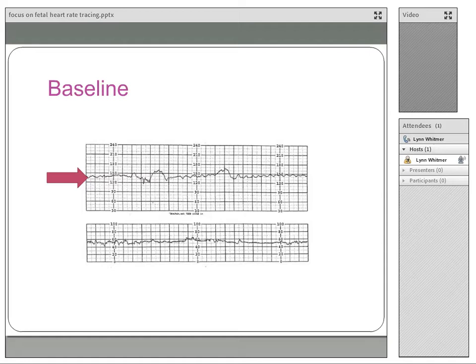So if we looked at that picture across there, we would see that most of the time the fetal heart rate is in the 140s position. So baseline, you always must start with baseline. If you do not know baseline, you will not be able to tell when there's a change in fetal heart rate. So please identify baseline.